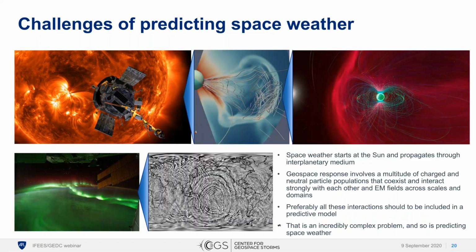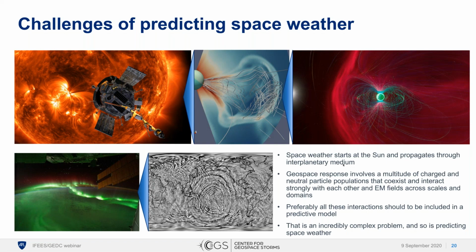So just to reiterate, the challenges of predicting space weather, they abound. They start all the way from the sun, they propagate through the interplanetary medium, and then they impact geospace. And the response of geospace involves a multitude of charged and neutral particle populations, or gases, that coexist in the magnetosphere, in the ionosphere here with its beautiful aurora, and with the atmosphere. And they coexist and interact strongly with each other and with the electromagnetic fields across various scales and domains.